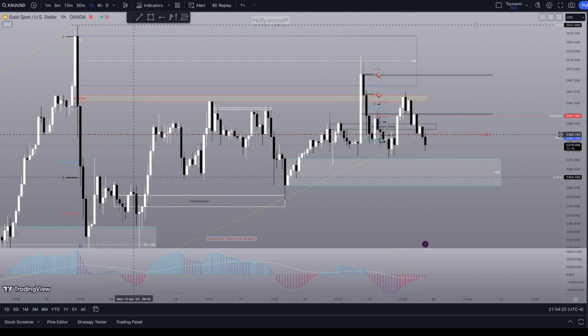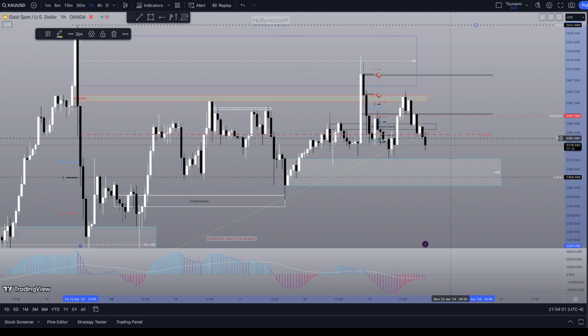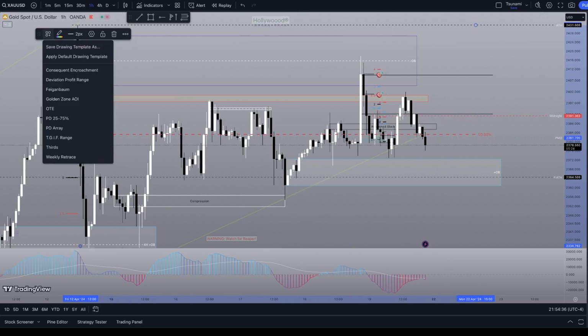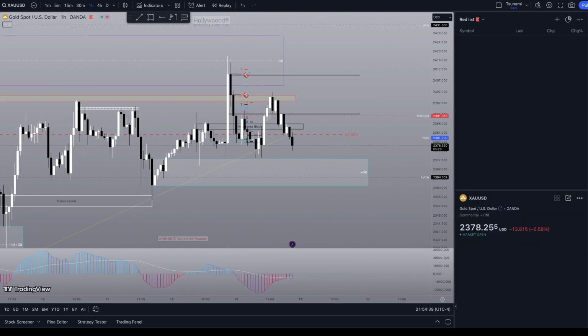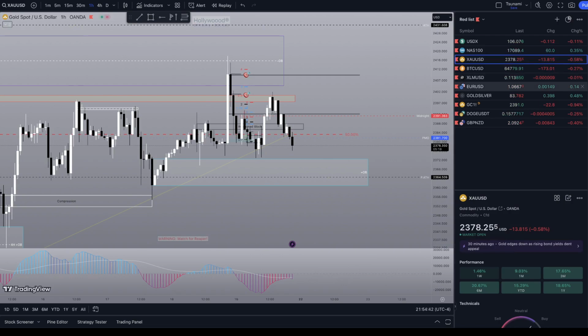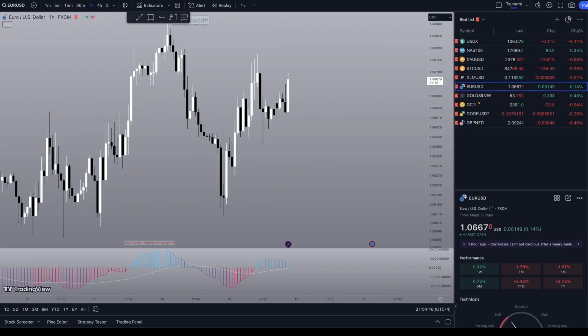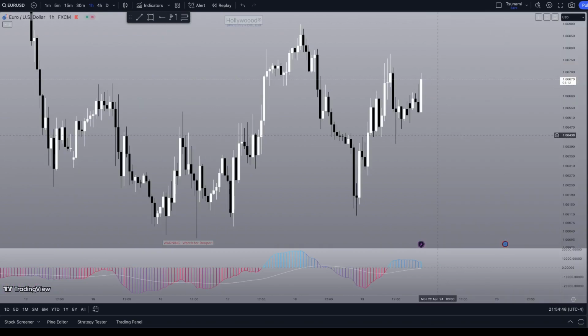You just take your Fibonacci tool. I like to use the dashed 50 for the main premium discount tool that I use. Everybody in my Discord knows I have all kinds of different tools. Just for the sake of clarity, let's check a different chart. You guys like the euro, so let's just go to the euro. I know it's a clean chart for me.